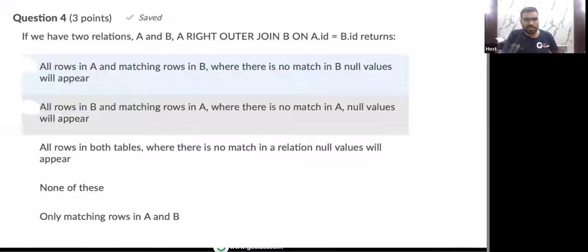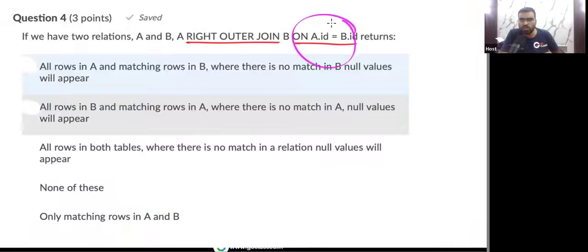Tell me the answer for this question quickly. If you have two relations A and B, A right outer join B on this condition. Right outer join on this condition means first you apply this condition and find the inner join, then you add dangling tuples of the right table, B. Yes or no?